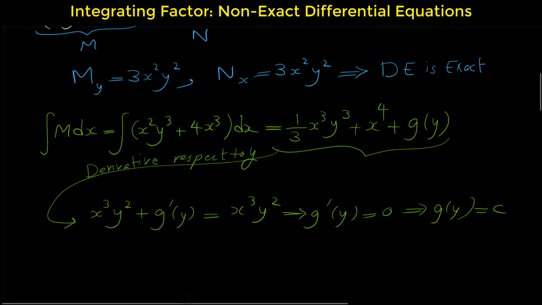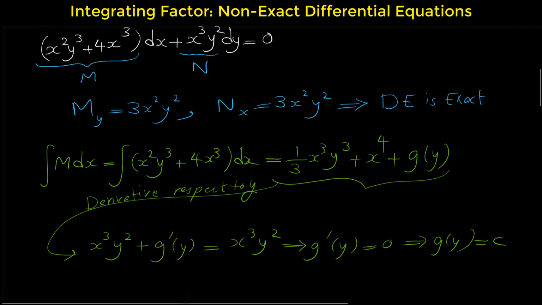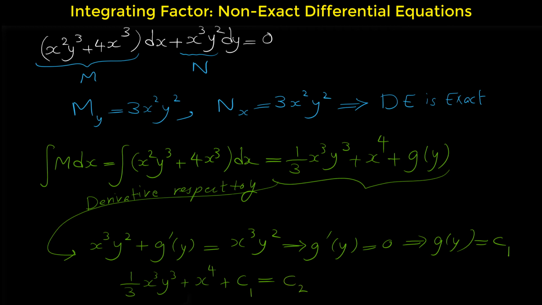And so the solution of this differential equation can be written in this form. 1/3 x to the 3 y to the 3 plus x to the 4 plus c equal to another constant, which we can name, let me name this c1, and we can name the other constant c2. If we move this constant to the other side, c2 minus c1, because these two are constants, the difference of two constants is also a constant. So we can write this answer in this shorter and better form.